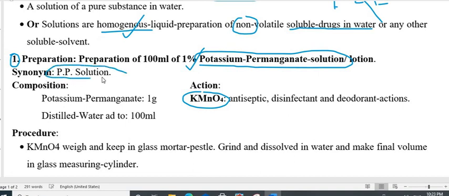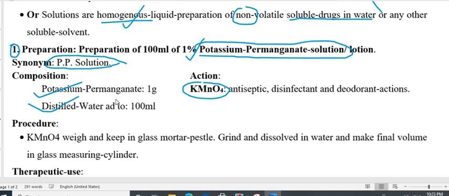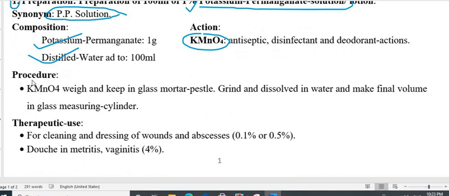And if a question comes, write down about the constituents of the potassium permanganate solution. The name is clear cut, indicating the component, composition or the ingredient of the preparation. So we are going to tell the potassium permanganate, that is 1 gram, and the final volume is made by adding water up to 100 ml in the measuring cylinder. Then we have to go through the procedure of the preparation.